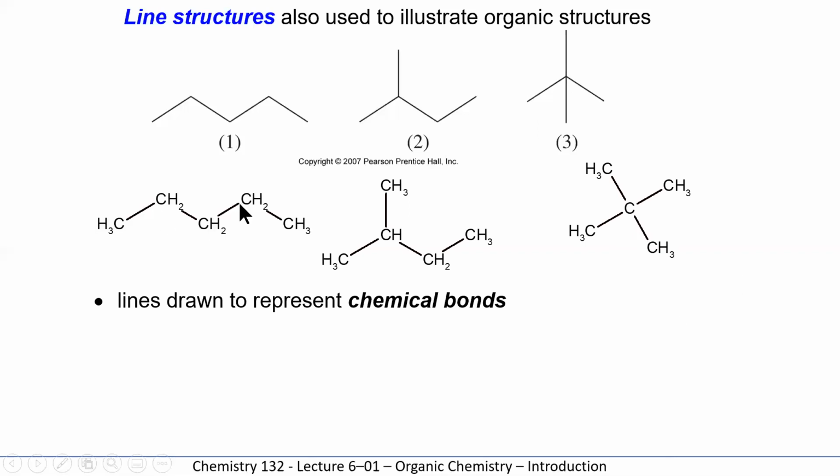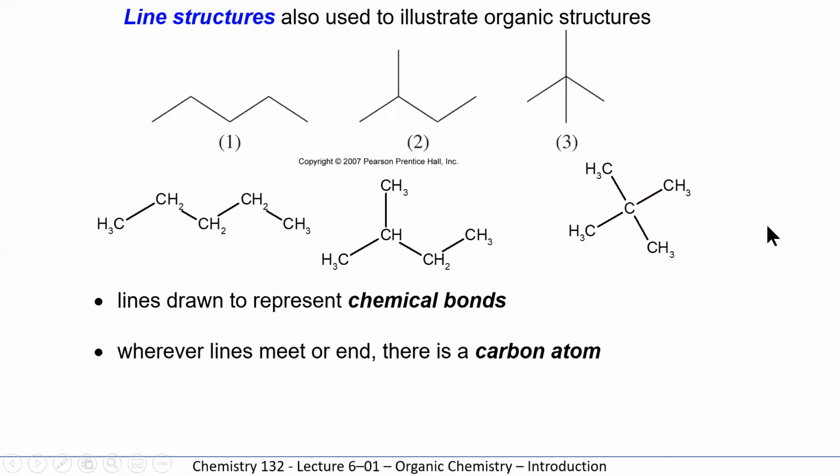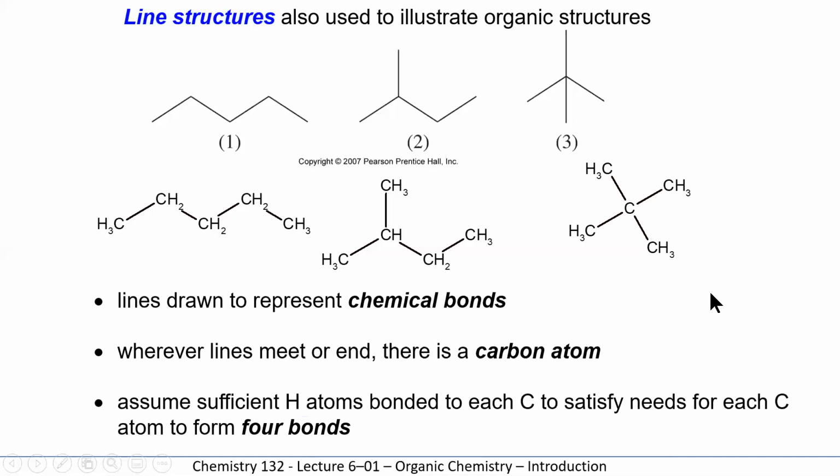So each of these lines represents, of course, chemical bonds. And wherever the lines meet or end, there's a carbon atom. And you also have to remember every carbon has to be accounted for with 4 bonds. So that's why if there's 1 bond here, we need 3 hydrogens. This carbon has 2 bonds, so you're going to need 2 more hydrogens to complete the 4.